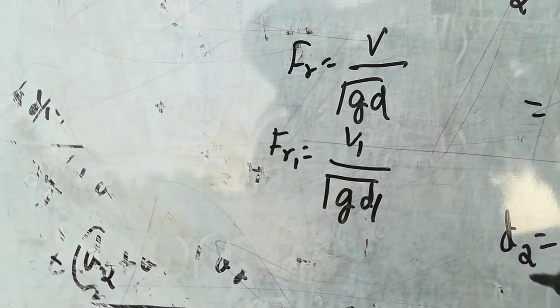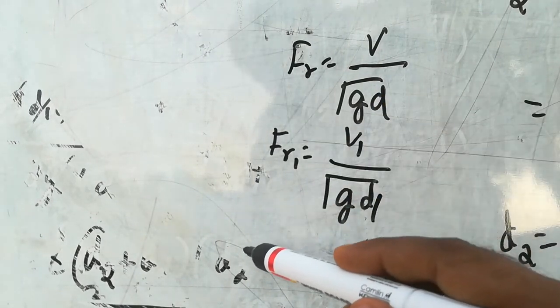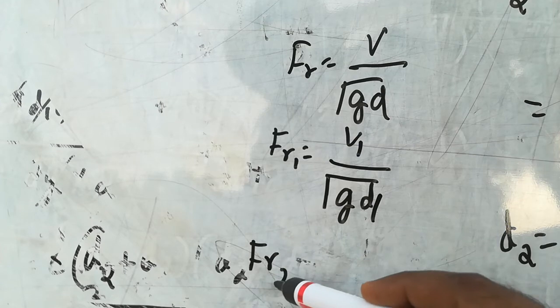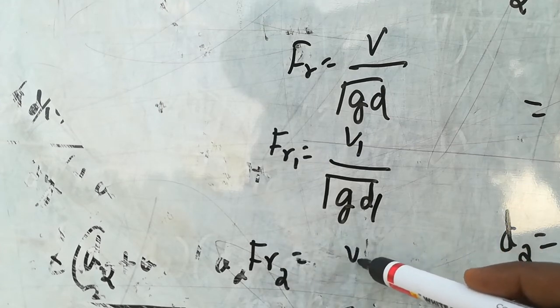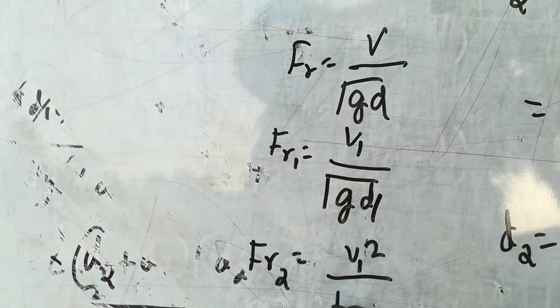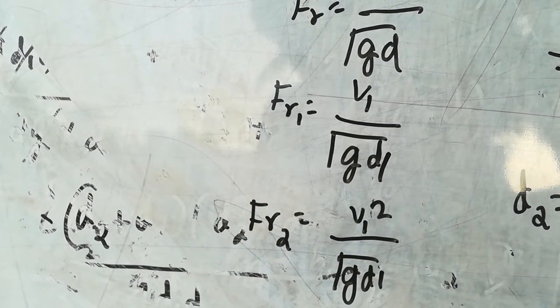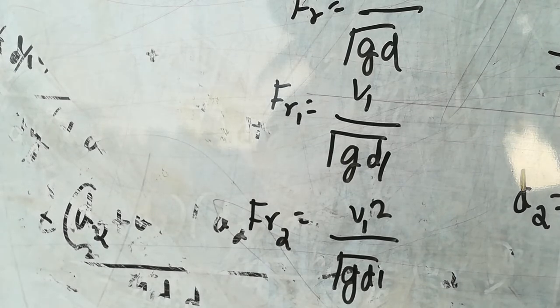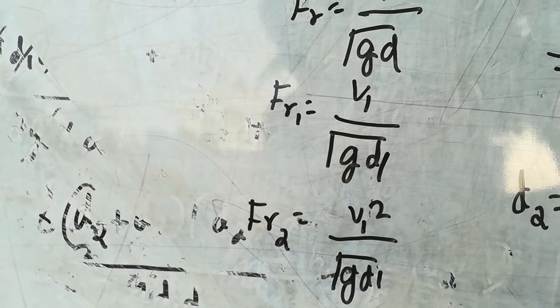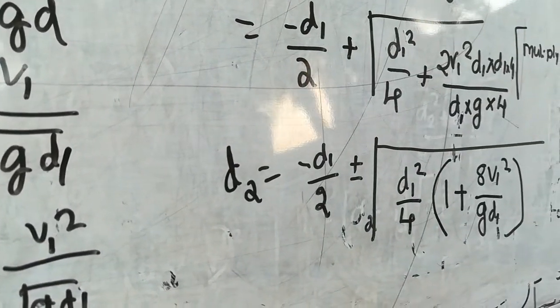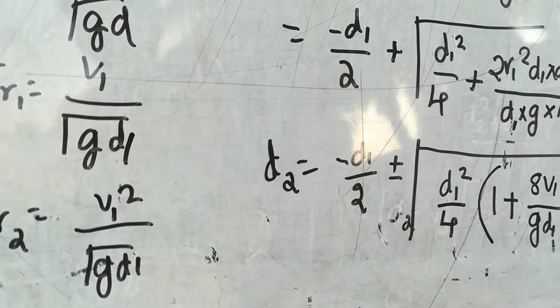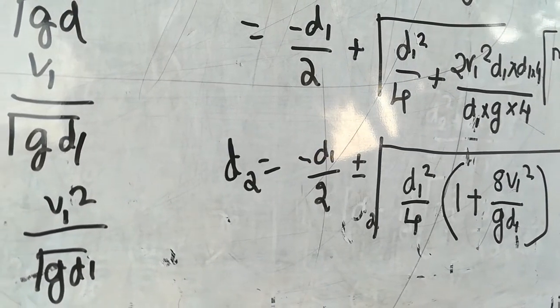That is for section 1, and for section 2, Fr2 is v2 by root of g d2. So how can we write this equation? 1/8 v1 square by g d. So this is for section 1.